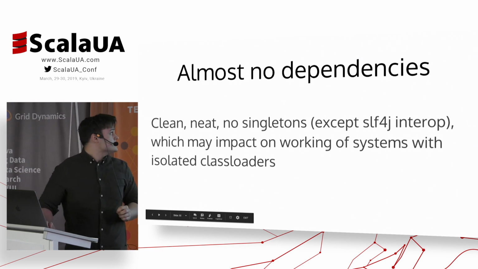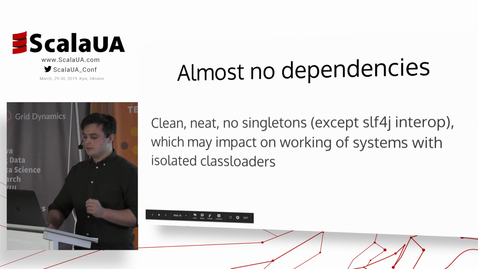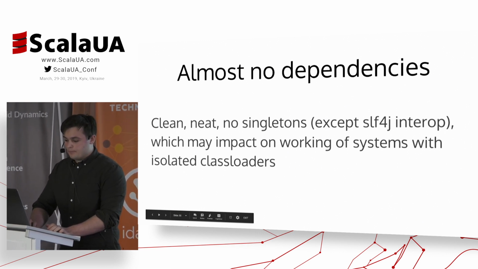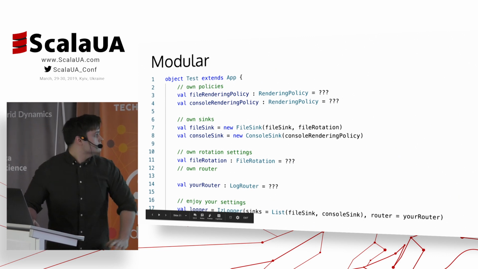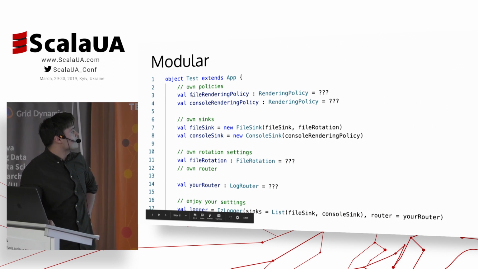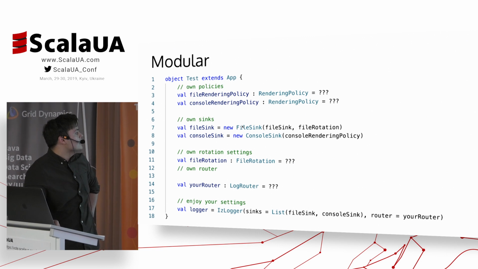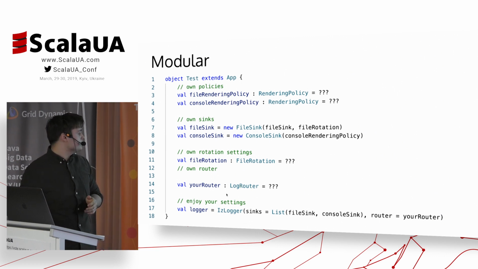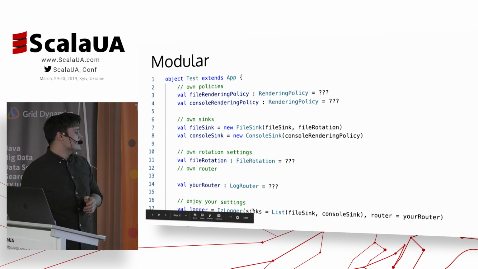Another feature is almost no dependencies, excluding the SLF4J interoperation, which may impact, as I said before, working systems with isolated class loaders. You need to exclude singletons by yourself. It's also modular. You can define by yourself policies for your file rendering, console rendering, file sink, and console sink. It can be pretty, I mean colorful, with IDE hyperlinks, and so on. You can define your file rotation, how many of the latest files you need to store. You also need to define your log router with a log level for each package, and define your logger with sinks and your router.